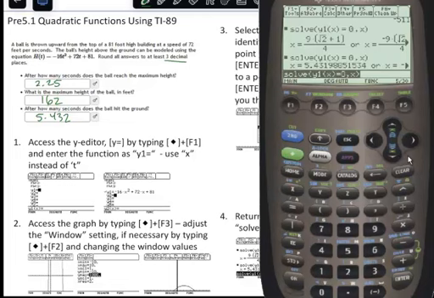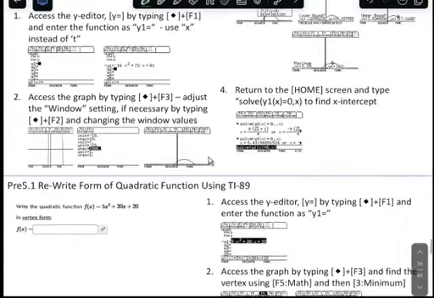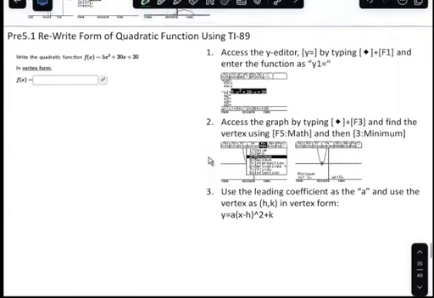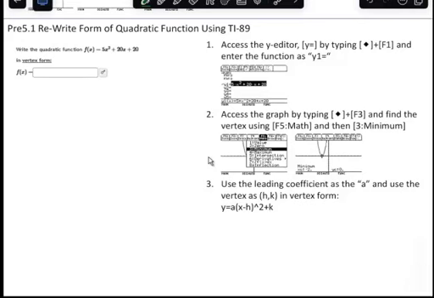All right, questions on that problem before we move on? All right. The next question is to write in vertex form.